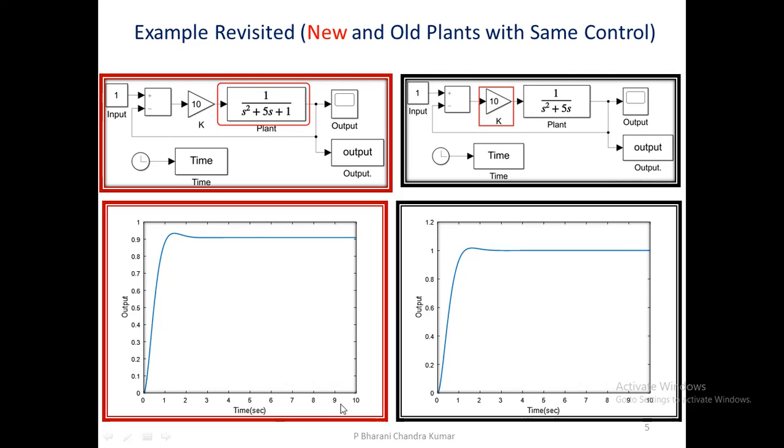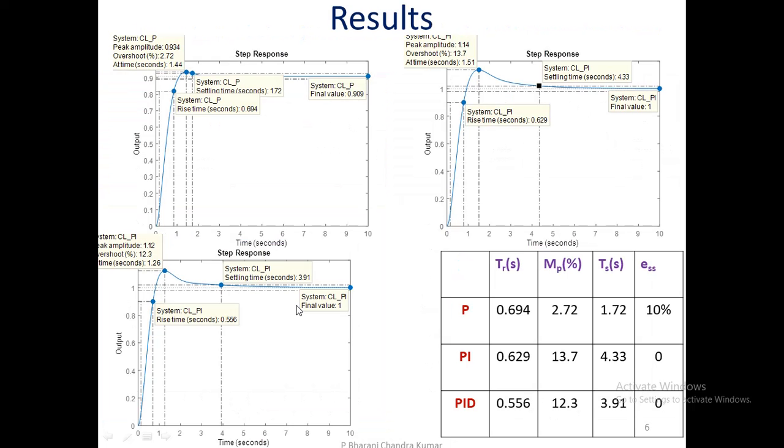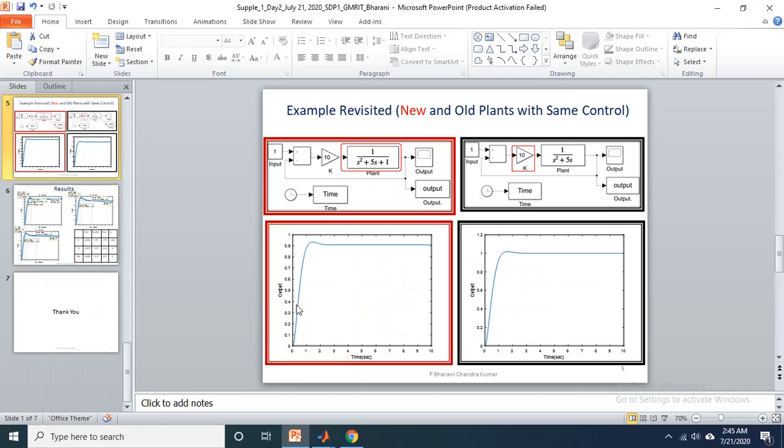So this is the one I was discussing. This is yesterday's one. You can see that plus 1 is not there, and here plus 1 is there. What we will do here is keep the same controller and replace the plant, see what happens, and then design the PID controller for it.